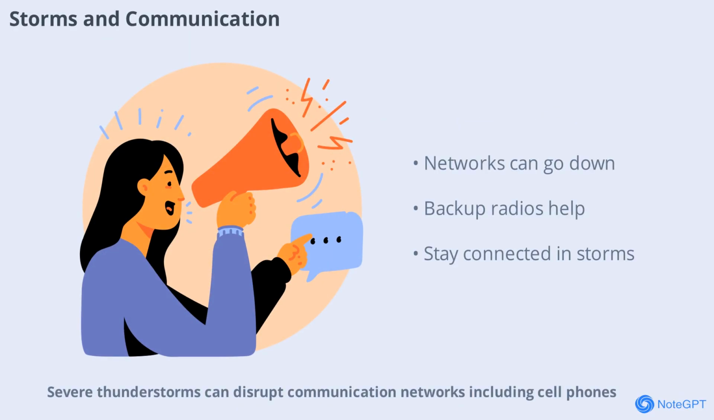Severe thunderstorms can disrupt communication networks, including cell phones, internet, and radio. Lightning strikes and strong winds can damage towers and cables, making it difficult to stay in touch during emergencies. Having backup communication methods such as battery-powered radios is important for staying informed and connected when storms hit.